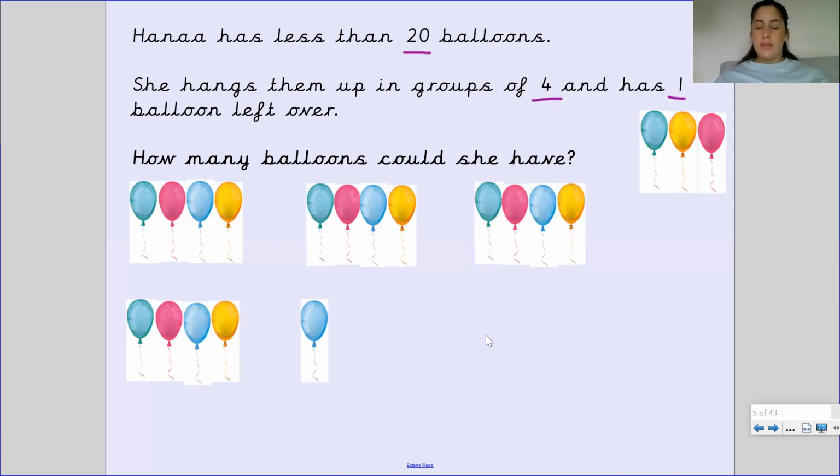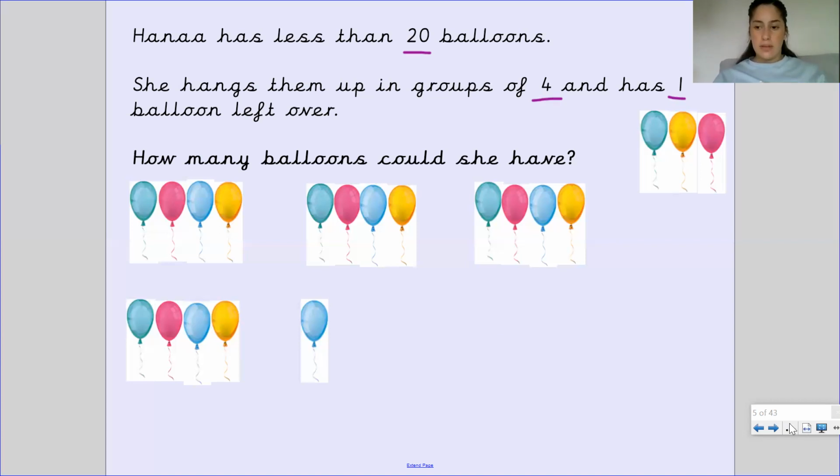If you have a better method, a more efficient method of using your 4 times tables, you would know that 4 times 5 equals 20. And if you have 1 balloon left over, you will have 21. So you can't have 5 groups. But you know that 4 times 4 equals 16. And if you have 1 remaining, you will have 17. So you could have also used your knowledge of your 4 times tables to do this.